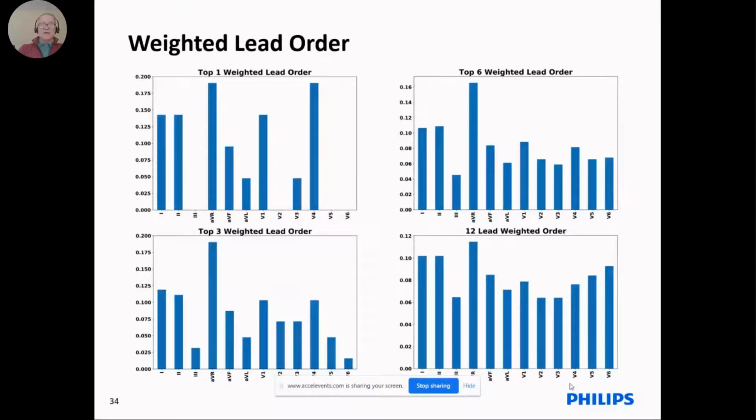And here's the result for, say, the list of the top 1, the list of the top 3, top 6, top 12. And I think the surprising part, in the top 1, is that lead aVR and V4 come out as the top leads across abnormalities. But then I think even more surprising is the top 3 list and the top 6 list, where aVR is the top lead compared to the other leads. And then also when you look at the top 12 list, aVR is one of the top leads.